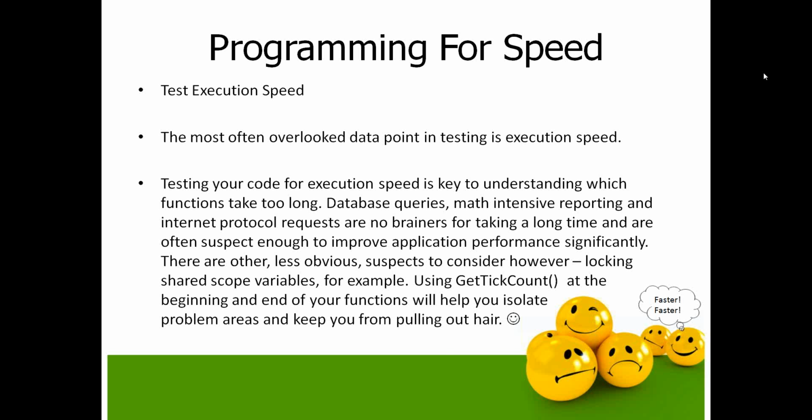Using getTickCount, a function you call at the beginning and end of your functions, will help you isolate any problem areas. There's a lot of debate as to how accurate getTickCount is, but it will help you isolate whether one method of a function or another works faster. So you can use getTickCount to isolate that and keep you from pulling your hair out.